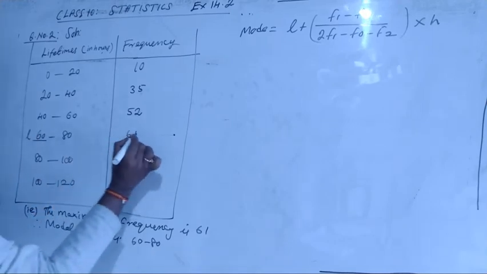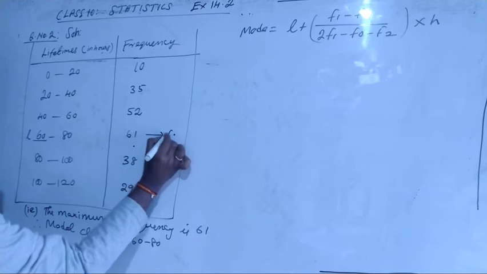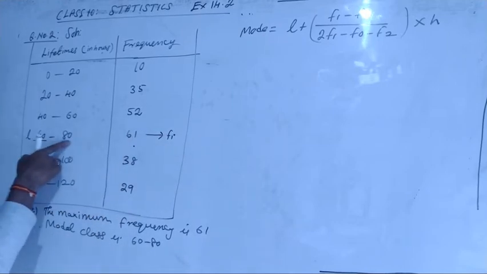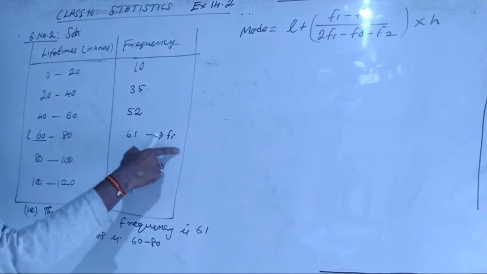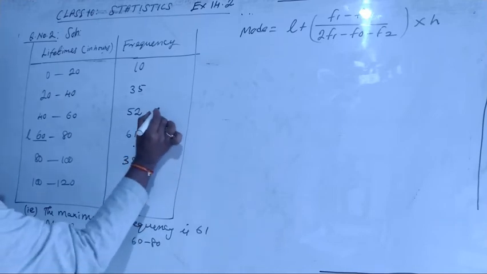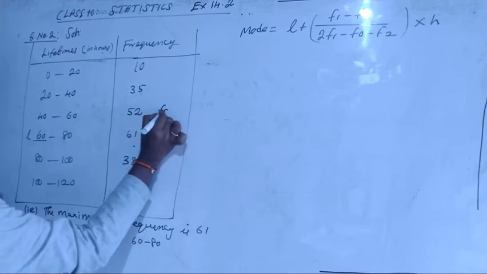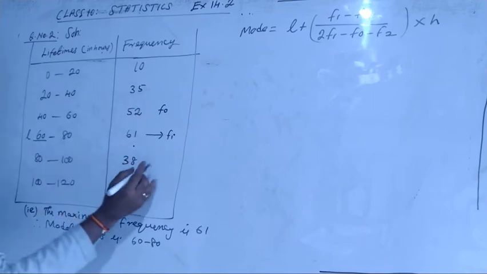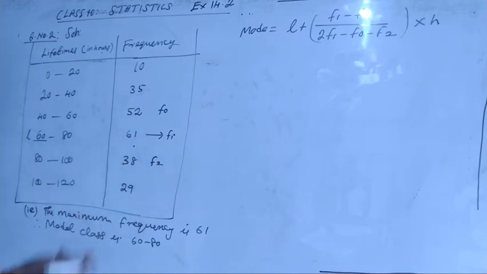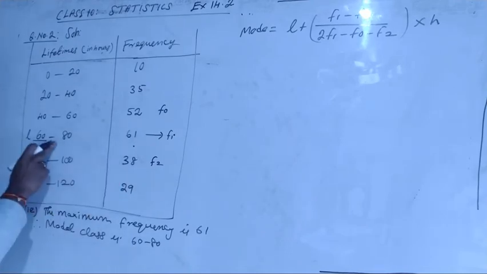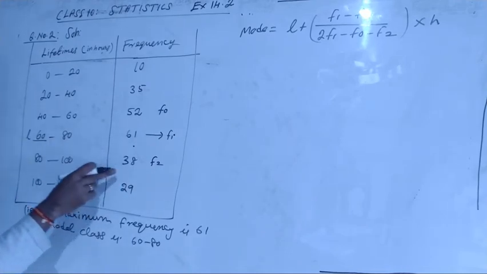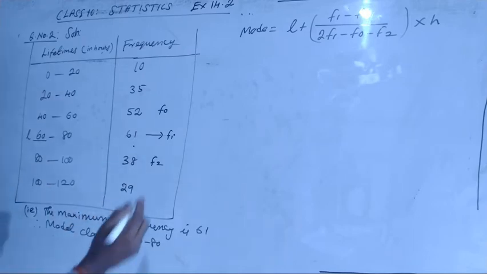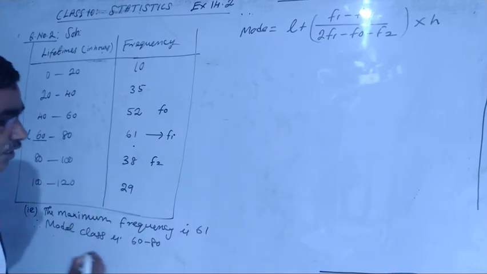F1 is the frequency of the modal class. Here the frequency is 61, so that is F1. F0 is the frequency just preceding the modal class, the frequency just before it. F2 is the frequency succeeding the modal class, the one next to it. Now, H is the width of the class interval.